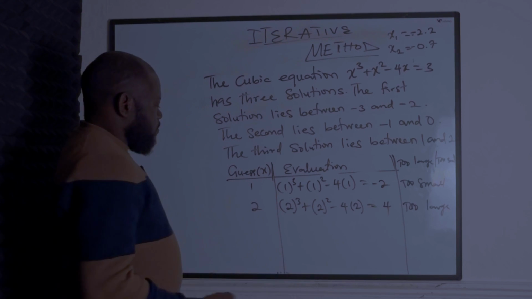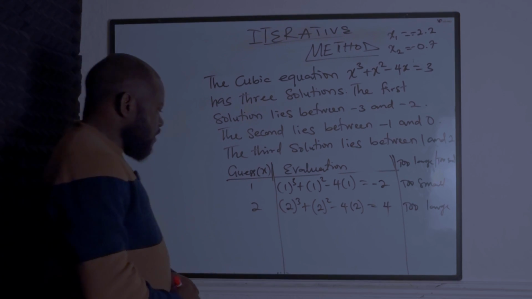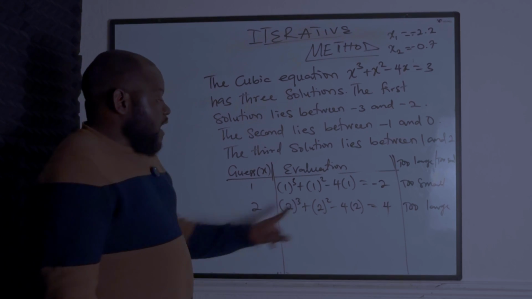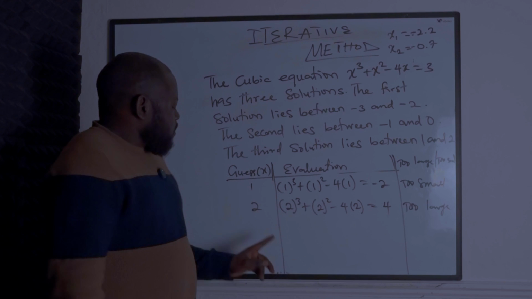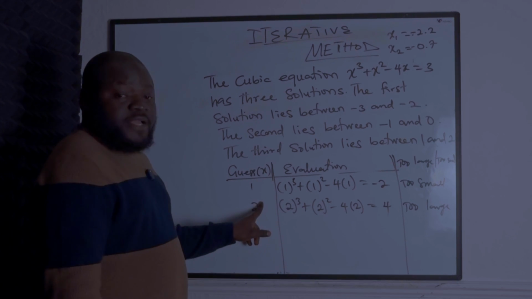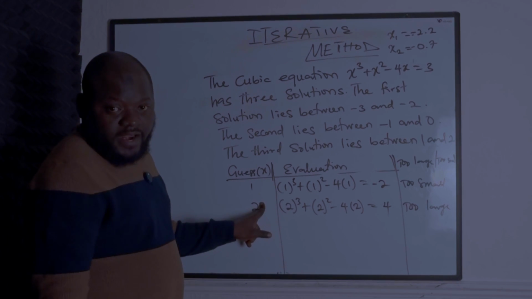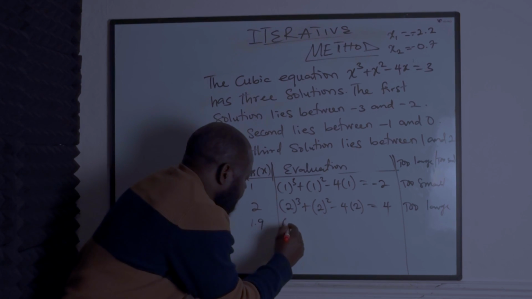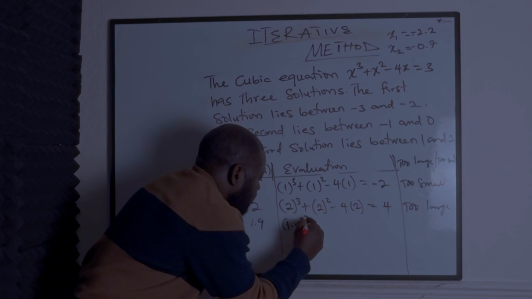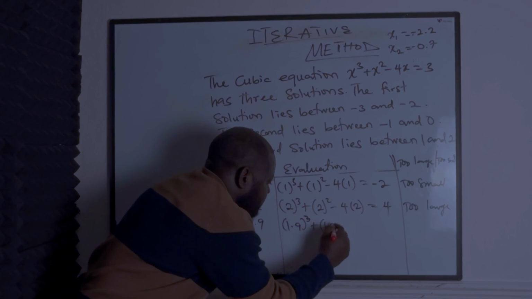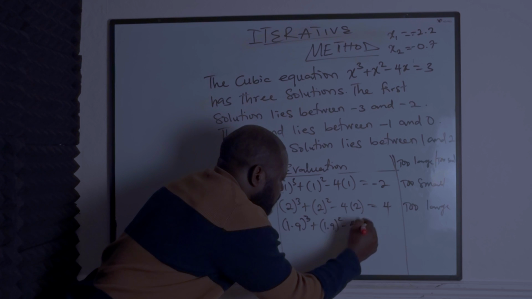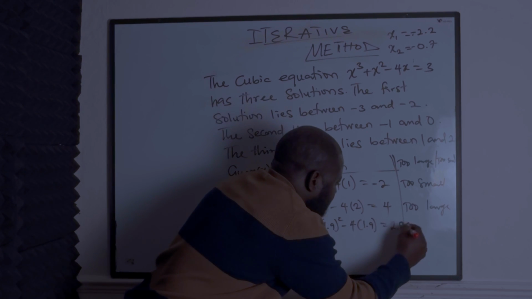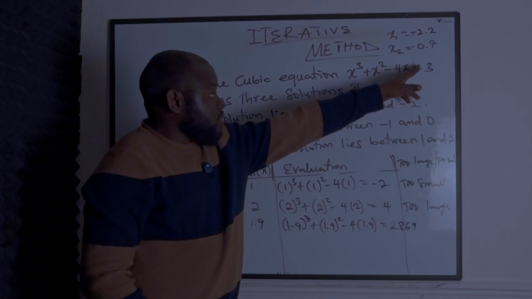Okay? So what again can we do? Let's now make a guess of a number. So if this is 2 and it's giving us 4, then we need to look for a number that is smaller than 2 but closer to 2. Do you get that? So we try 1.9. That means we have 1.9 cubed plus 1.9 squared minus 4 into 1.9. We have 2.869. So this is getting us closer to 3, right?